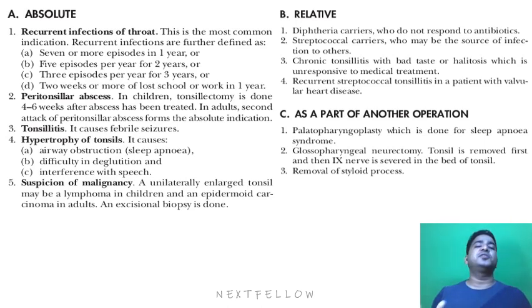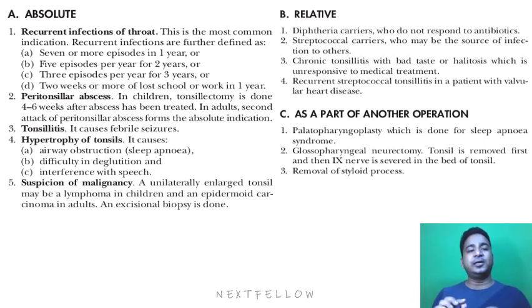Then recurrent infection of the throat, or we can say of the tonsils. If the patient is having 7 episodes or more in a year, or more than 5 episodes in each of 2 consecutive years, or 3 episodes per year for 3 consecutive years. If the patient is having so many episodes, according to World Health Organization guidelines, we should advise the patient for tonsillectomy, and it is considered an absolute indication. Then what are the other absolute indications?